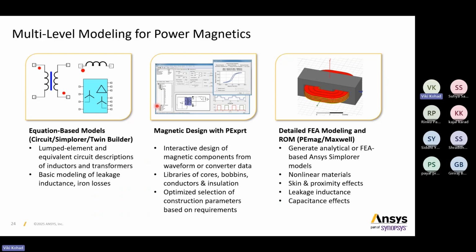Now the multi-level modeling is there. If you are designing any component inside one model, you have to give the lumped parameters or sometimes equivalent circuit parameters during the transition of power electronics. Yes, the PE Expert tool is also there for power magnetics, and here the ROM model is also there. So you can create your ROM model inside Maxwell and put this ROM model in Simplorer, and in Simplorer you can perform the analysis based on your circuit.